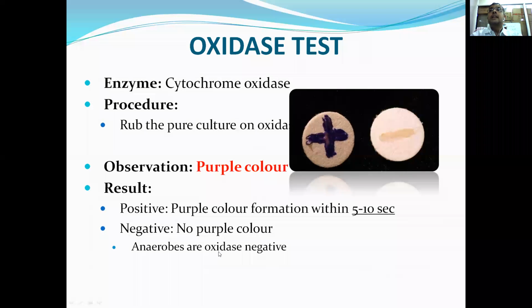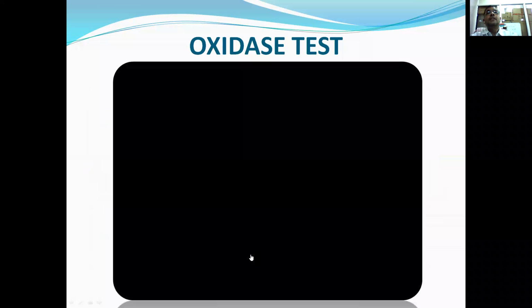And again, there is one general statement that anaerobes are oxidase negative, because anaerobes do not require cytochrome oxidase, or the oxidase enzyme is not present. Because of the absence of the oxidase enzyme, generally this particular group of bacteria are oxidase negative. Now again we will see how this particular test is performed.